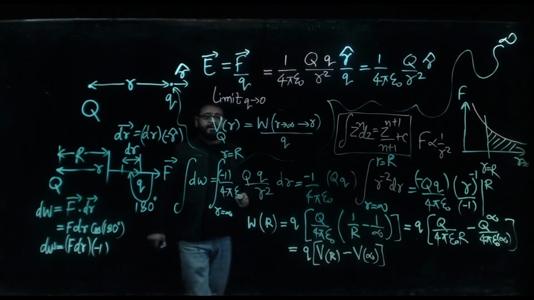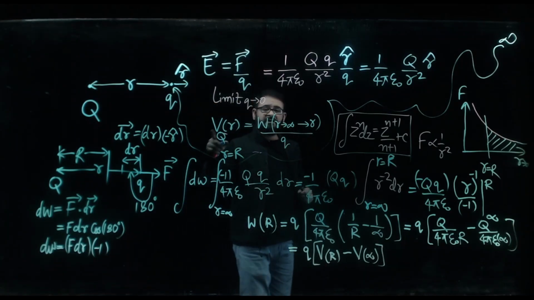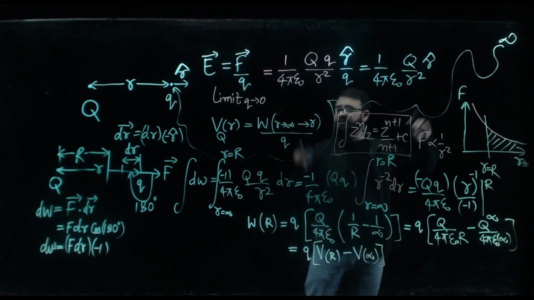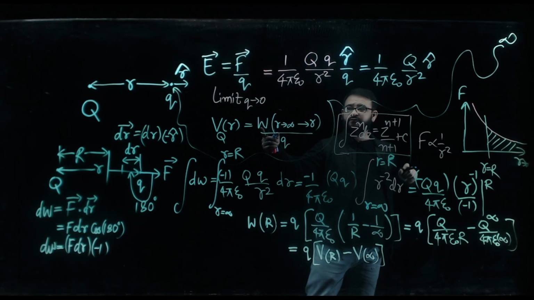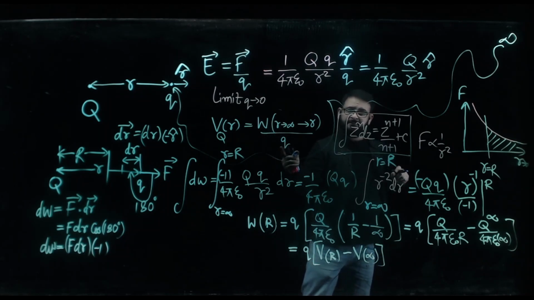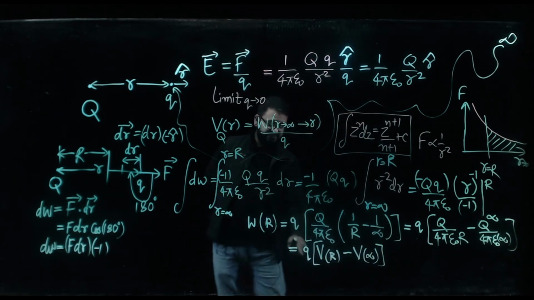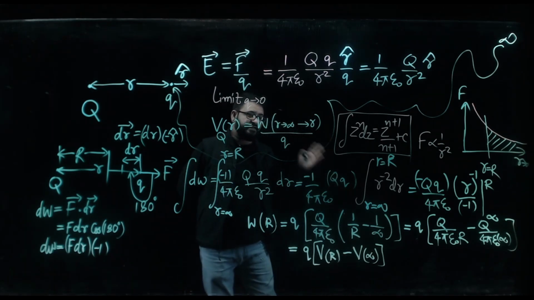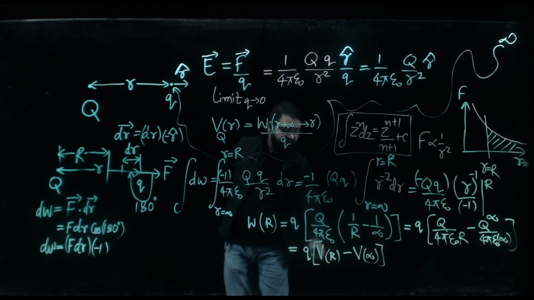All right, now you can clearly see we define potential as the total work done to bring the charge from infinity to a position R as work done divided by the test charge. You can see the test charge is here. You can see V infinity is 0, which is taken as a reference, and VR is the potential.